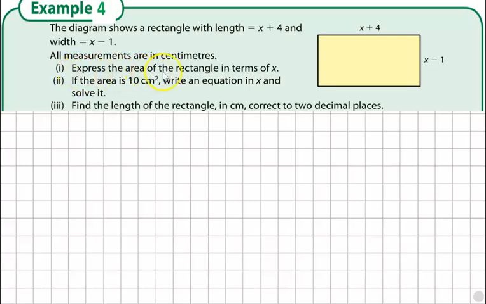Part 1, express the area of the rectangle in terms of x. Part 2, if the area is 10 centimetres squared, write an equation in x and solve it. Part 3, find the length of the rectangle in centimetres, correct to 2 decimal places.